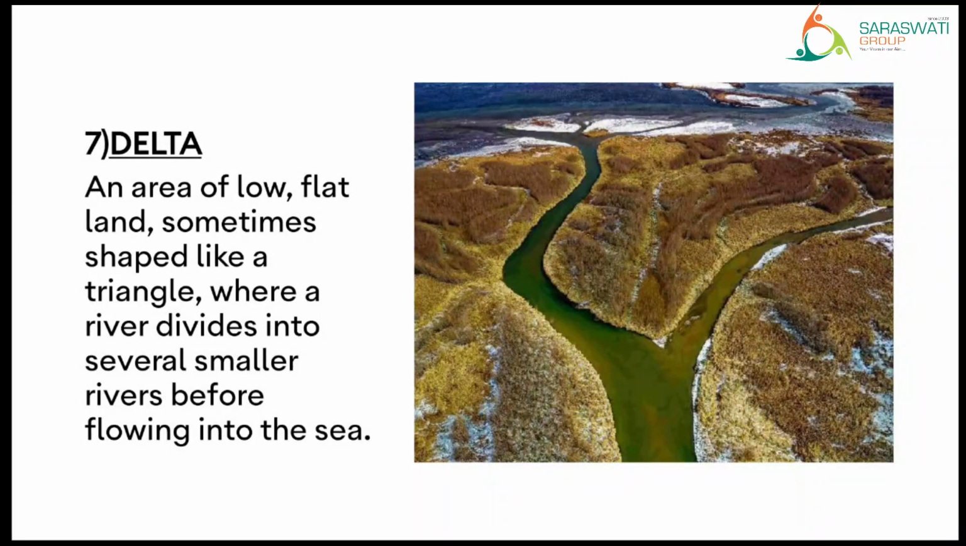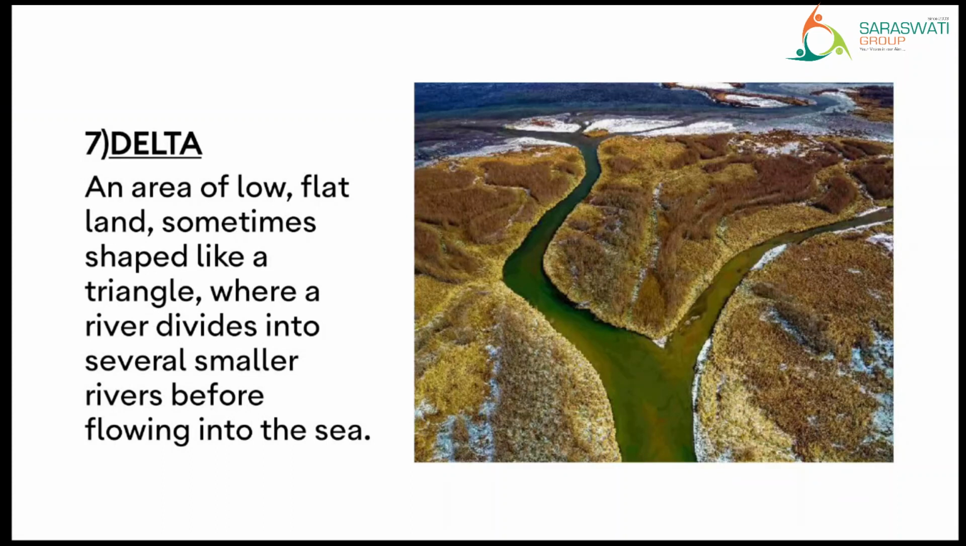Delta means an area of low flat land, sometimes shaped like a triangle, where a river divides into several smaller rivers before flowing into the sea. Once again, an area of low flat land, sometimes shaped like a triangle, where a river divides into several smaller rivers before flowing into the sea.